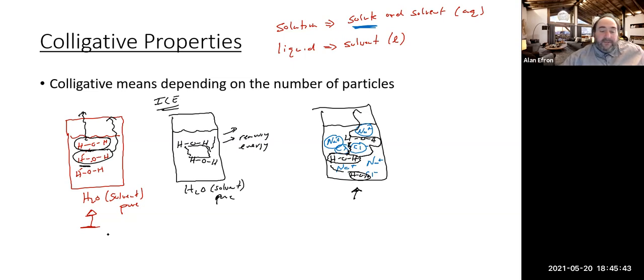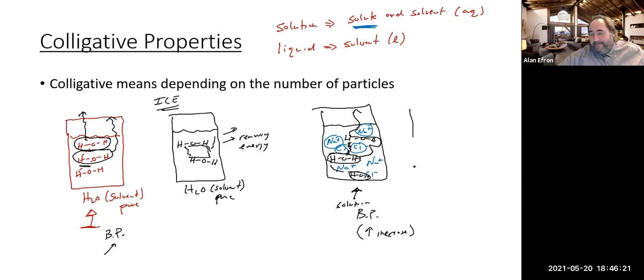What is that going to do to the boiling point between the pure solvent and the solution? Well, we would expect the boiling point to increase. So maybe instead of boiling at 100 degrees Celsius, it decides it's going to boil at 103 degrees Celsius or 105 degrees Celsius, because there are all these particles in the way of the natural process of that solvent boiling and going into the gas phase. Any questions on that?